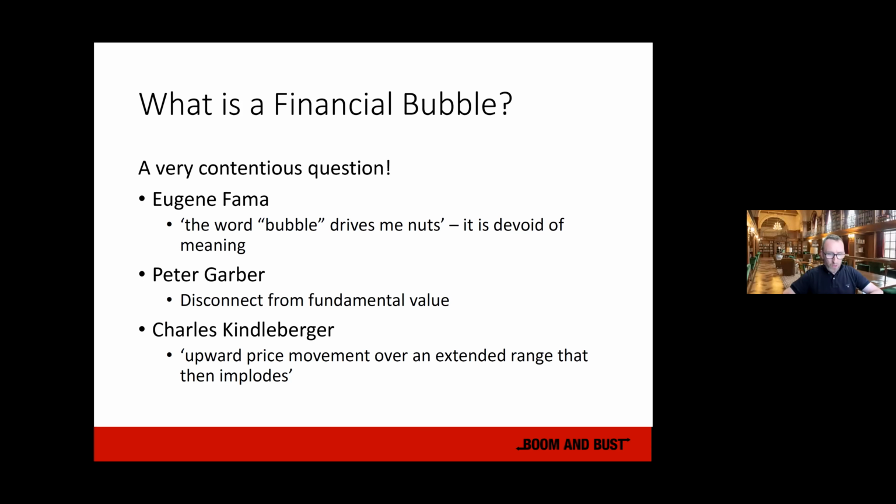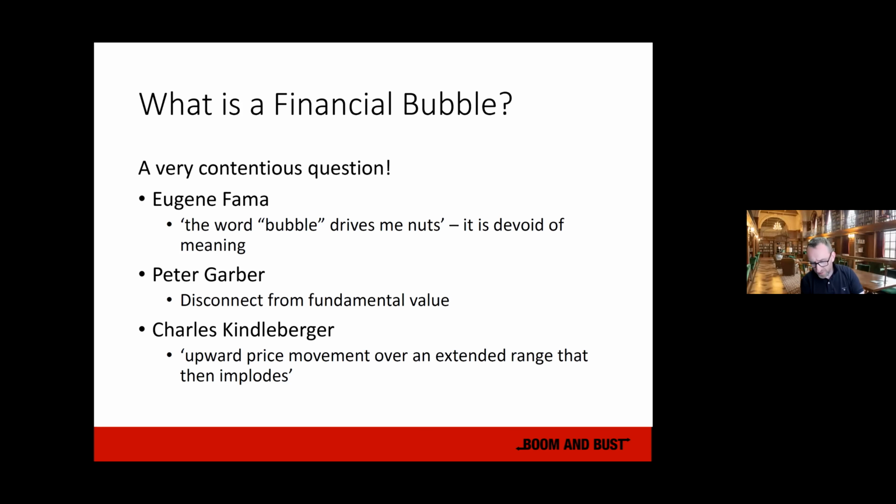So when you've got a share price and the share price doesn't reflect the underlying fundamentals, whether those be the future cash flows of the firm or the discount rate which we apply to those future cash flows, then you have a bubble. Okay, so there's a disconnect between the price of the asset and its underlying fundamental value.